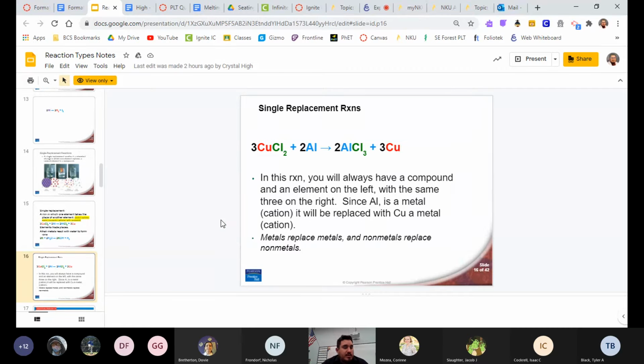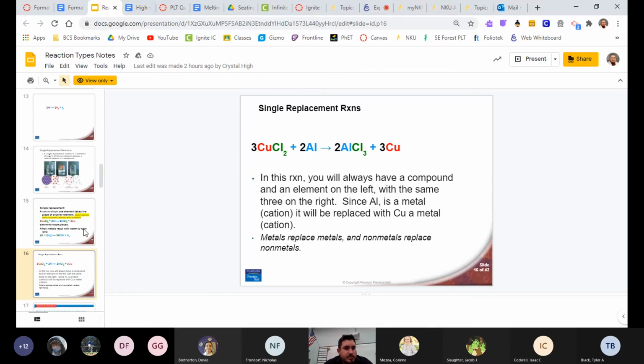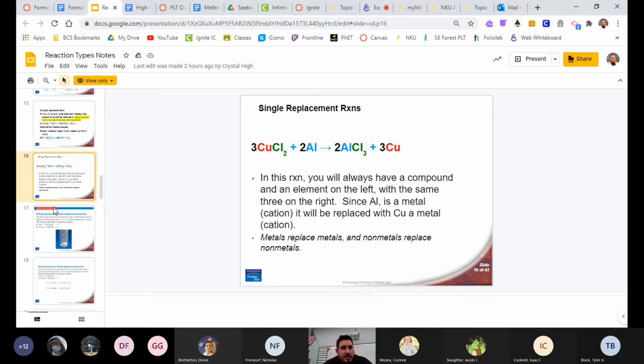Typically, what is going to happen there is that a metal will replace a metal, or if you have a non-metal, it will replace a non-metal. So, for example, copper chloride plus oxygen. That oxygen would not replace the copper, actually, because metal is going to replace metal, and non-metal is going to replace non-metal. There's a reason why I won't actually do that. Where are we at? All right.